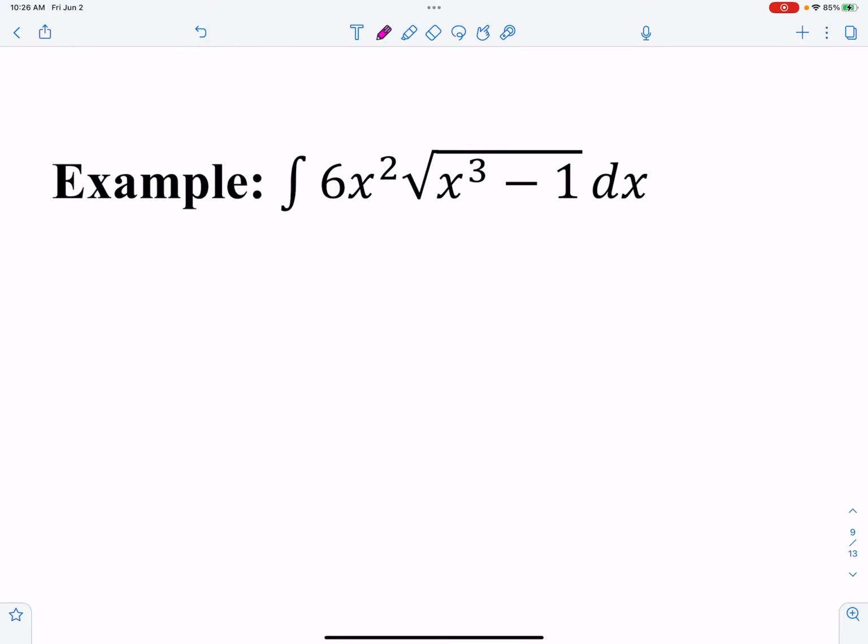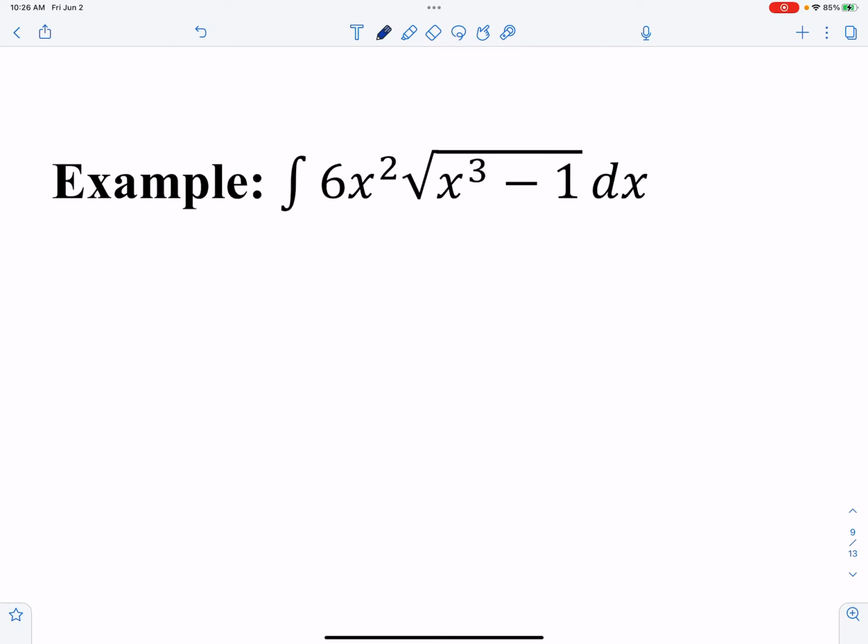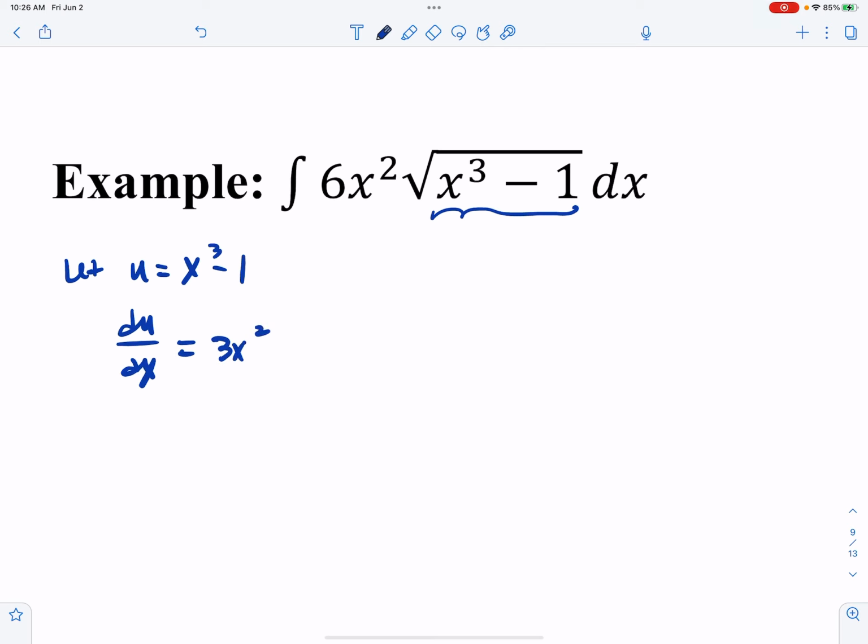Okay, you could always pause and try this on your own and see if you're getting it, especially what you would want to let u equal to. Okay, I'm going to let u equal to what's underneath the radical. So then du over dx will be 3x squared. I need the x squared and the dx to turn into being in terms of u.